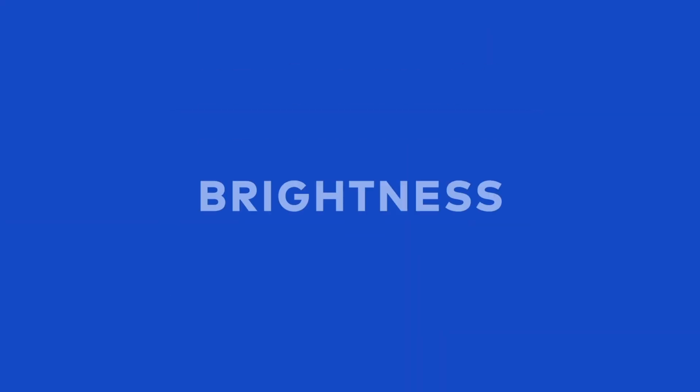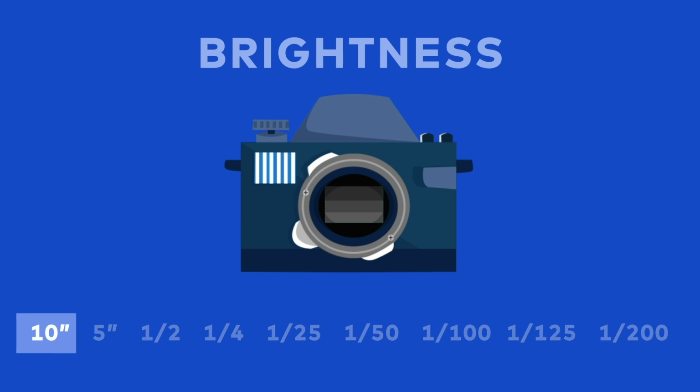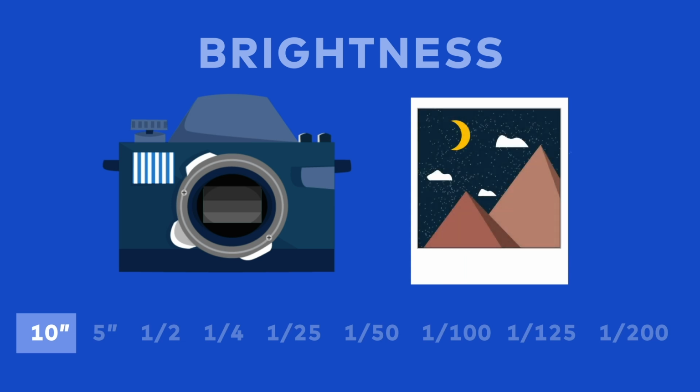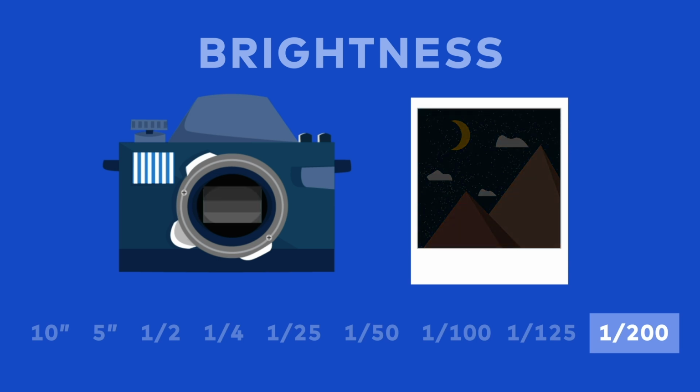Shutter speed also affects the brightness of the image. A slower shutter speed means the shutter will open longer. More light will reach the sensor, resulting in a brighter image. A faster shutter speed means the shutter will open for less time. Less light will reach the sensor, resulting in a darker image.